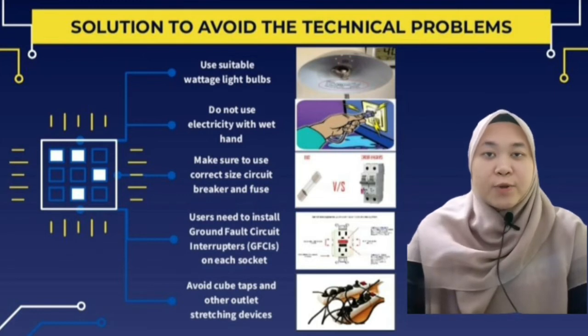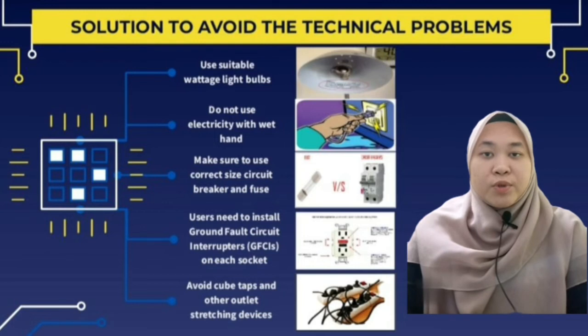Second method is do not mix water and electricity. A user is prohibited from touching or unplugging the wire from the socket when an electrical appliance falls into the water. Also, users should not use wet hands to switch on, switch off, or install wires on the socket, to avoid electric shock. Third method is make sure to use the correct size circuit breaker and fuse.